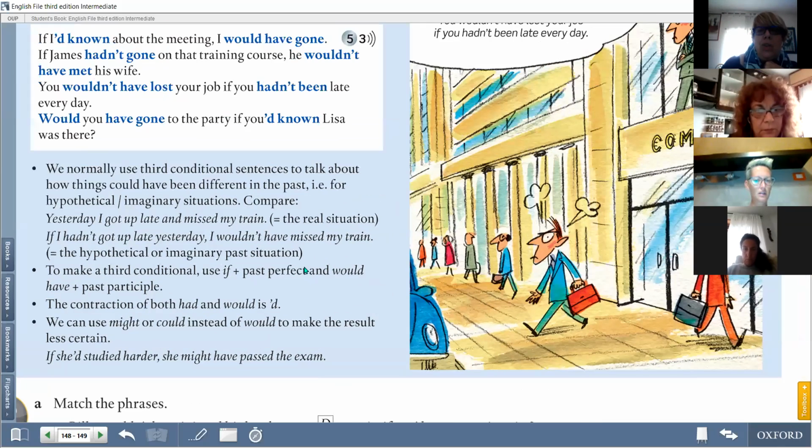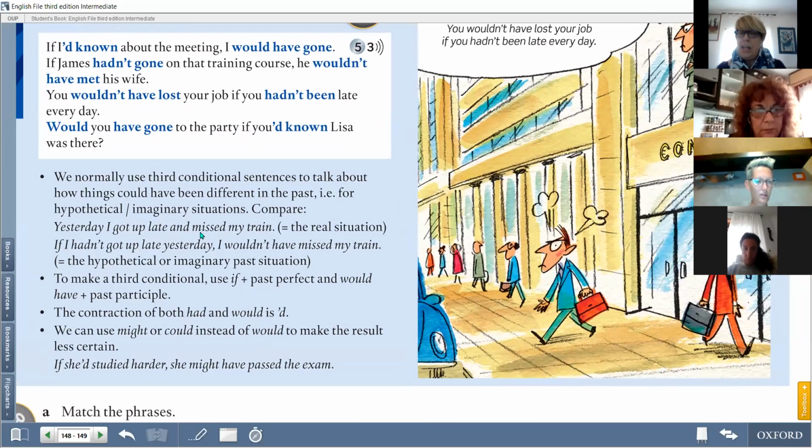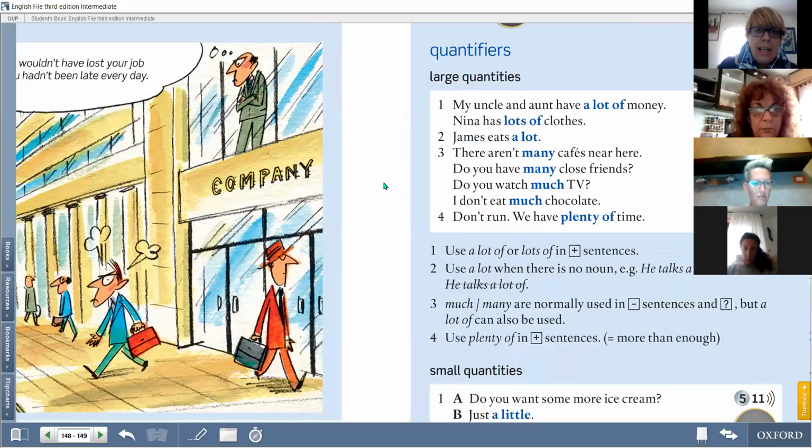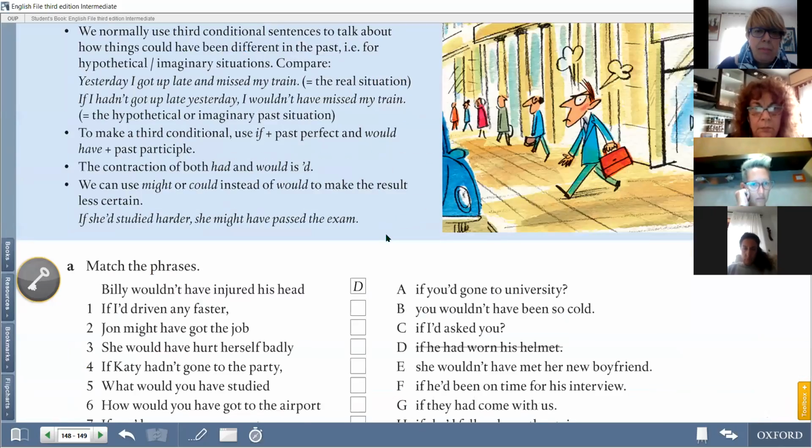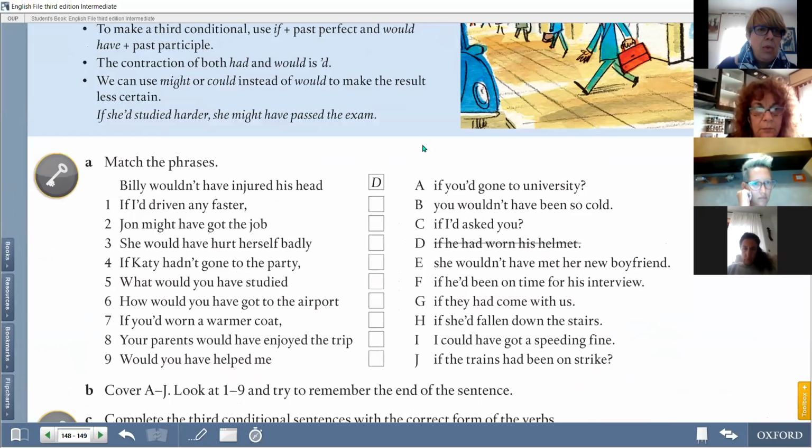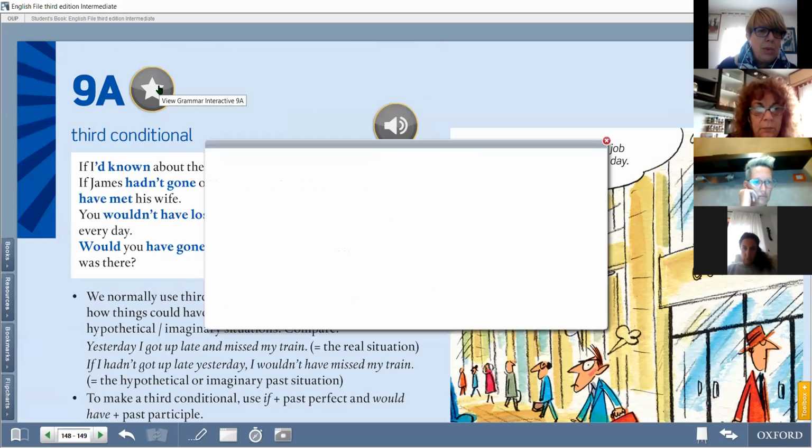Okay, so actually the third conditional is what they sometimes call the regret tense, because it's something that was in the past and we cannot change it. So of course, the only thing we have to remember is how to form it. So we use if, always if, and then the past perfect and would have plus past participle, as Antonella just said. Let's try to do some exercises to revise. Let me see. Yeah, there's also this one.